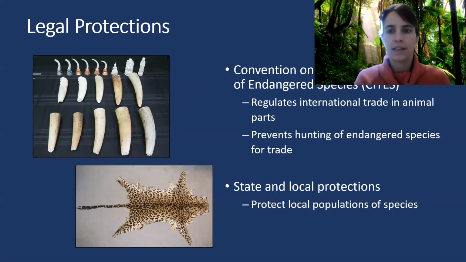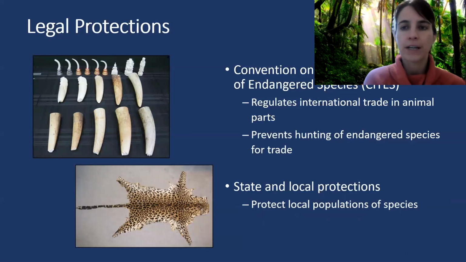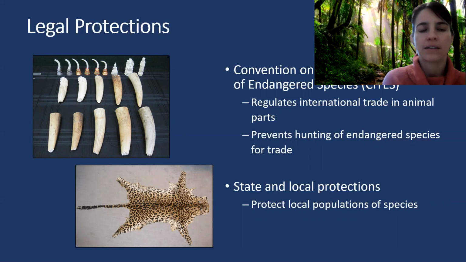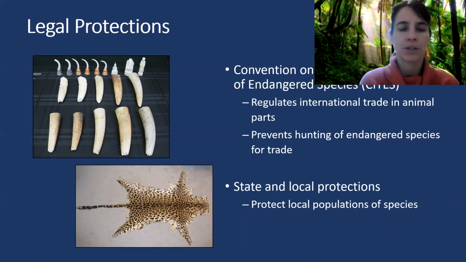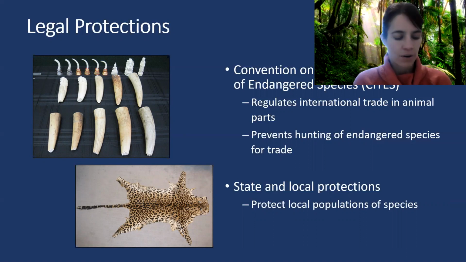Then there is the CITES law, and that stands for the Convention on the International Trade of Endangered Species. So this is an international law that regulates trade in animal parts, basically. So it says that you cannot trade body parts or entire live animals of species that are endangered. Now, if you watch the news about wildlife conservation, you will see that this law is broken constantly worldwide. It's very hard to enforce.